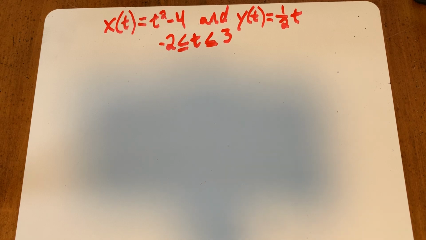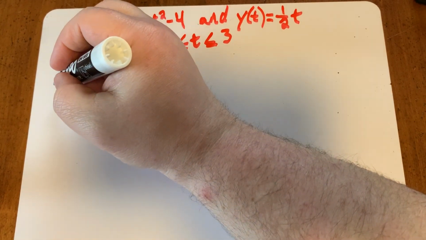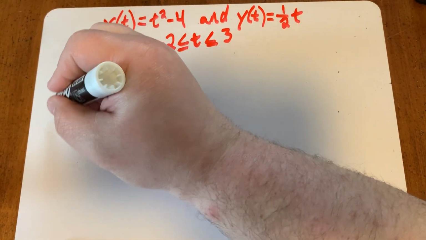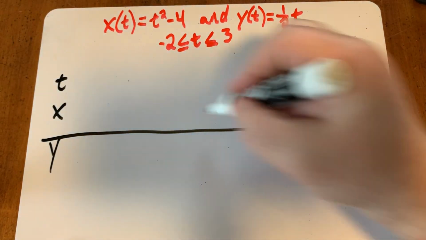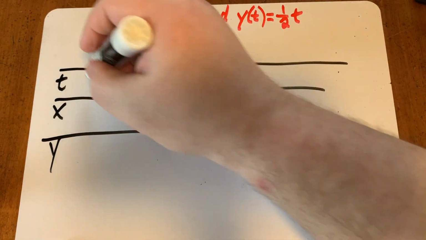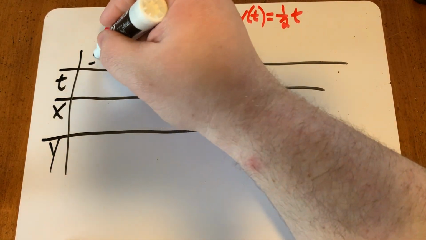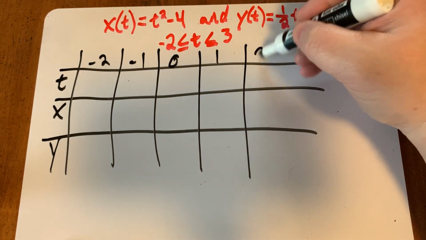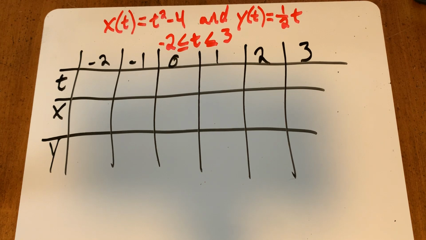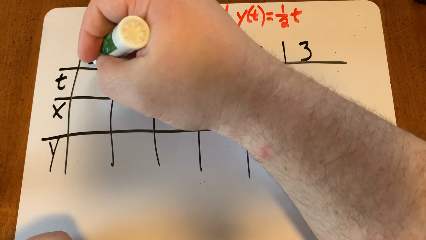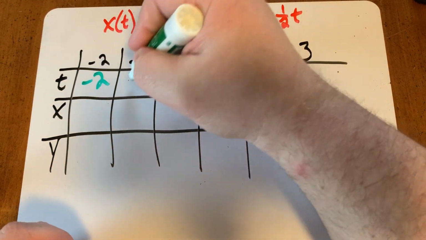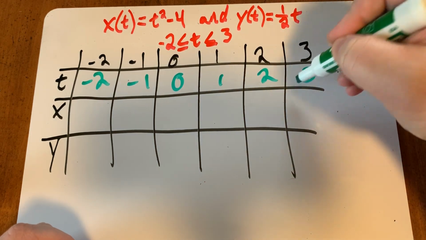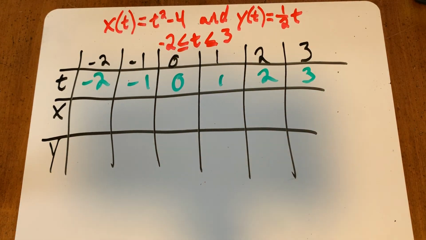So what we can do is make a table of values. We can have t, x, and y. And if we're going from -2 to 3: -2, -1, 0, 1, 2, 3. Because t is our input.